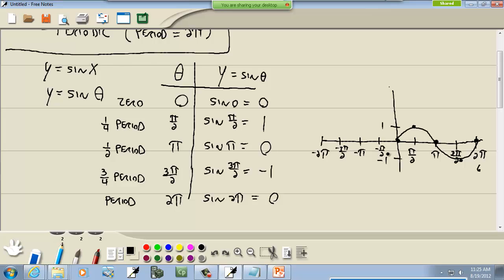There's symmetry, so it comes down to here. Goes like that. Use your imagination. Like that. So that's the graph over 2 periods. And you can see it just keeps repeating over and over. And that's what sine and cosine do, they just keep going back and forth like that. Well, let's take a look at cosine.